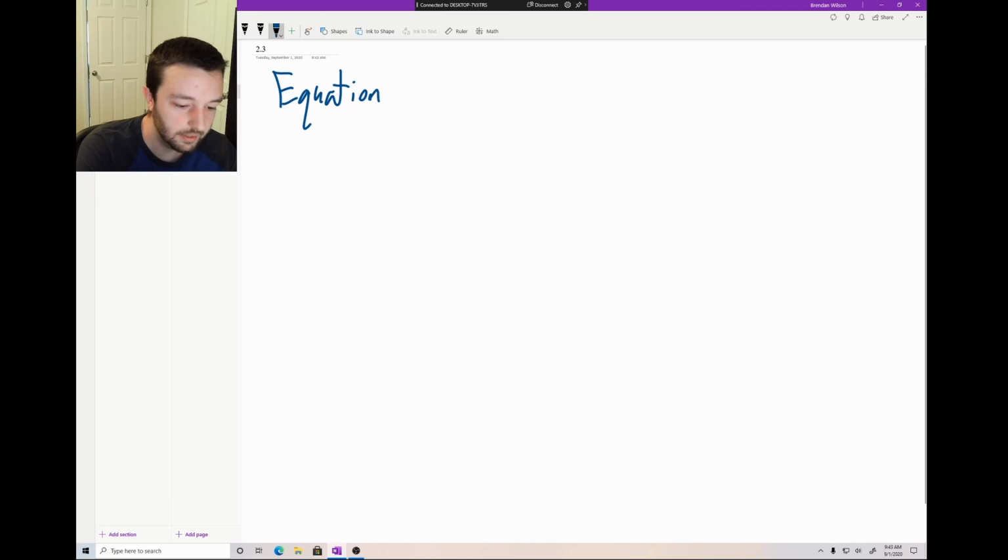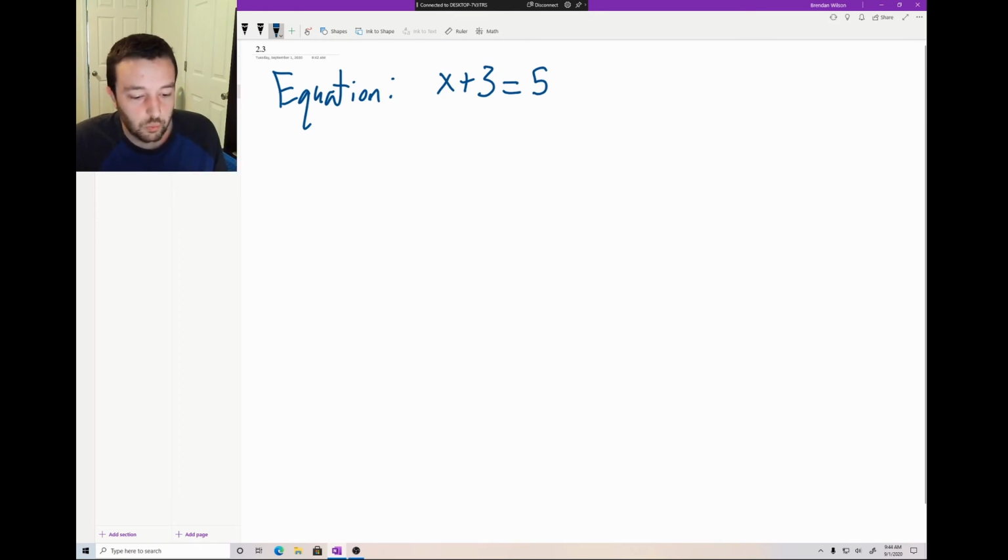An equation, I won't write down the definition again, but the definition we had was that it's a statement that says two expressions are equal. So, for example, I think this is the example we had last time, x plus 3 is equal to 5. And we said before that x has to be 2 here, right? That's the only possible number x could be, because it's the only number where you add 3 to it and you get 5.